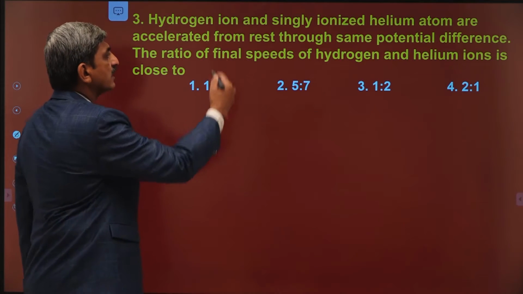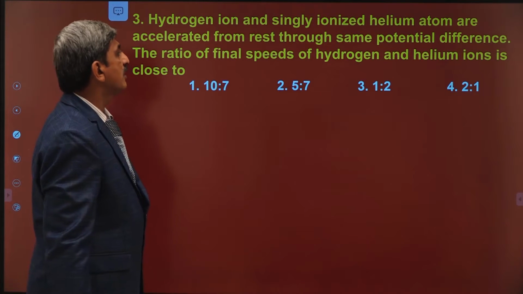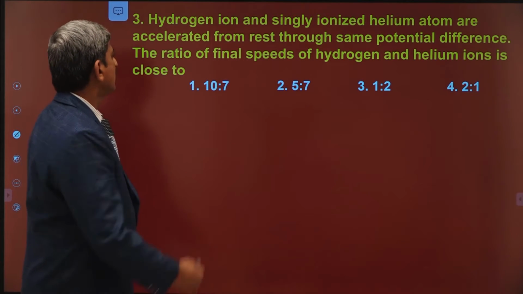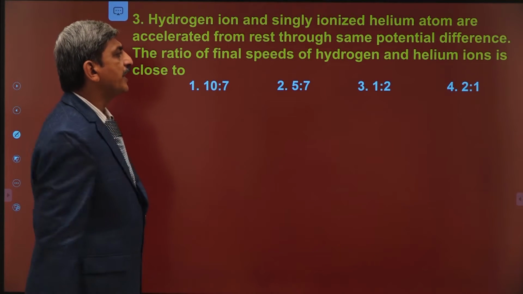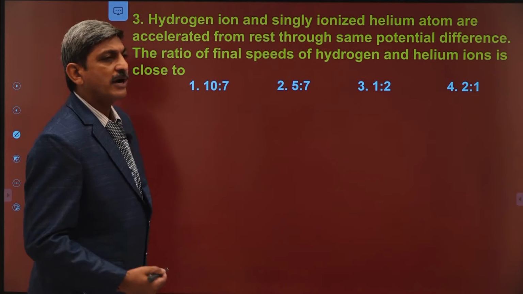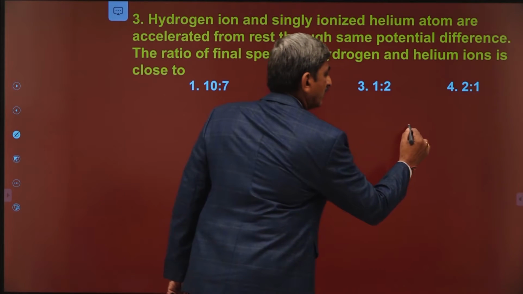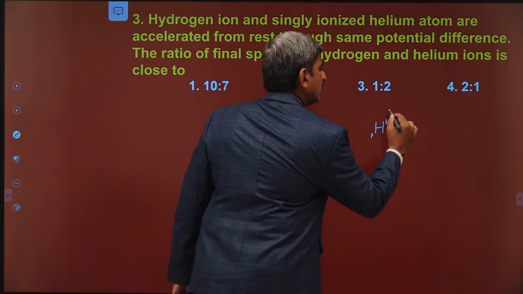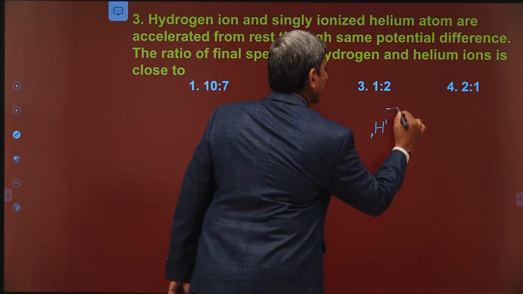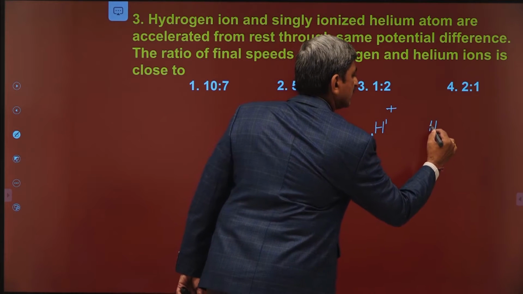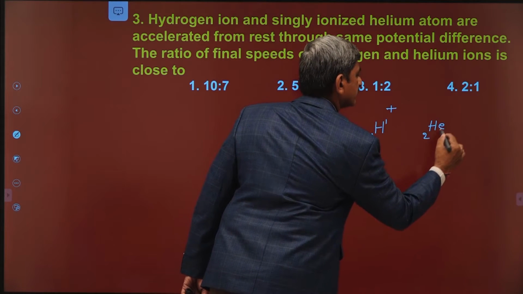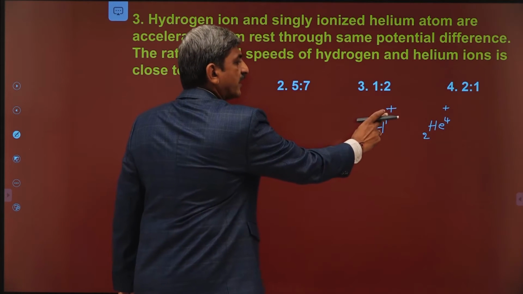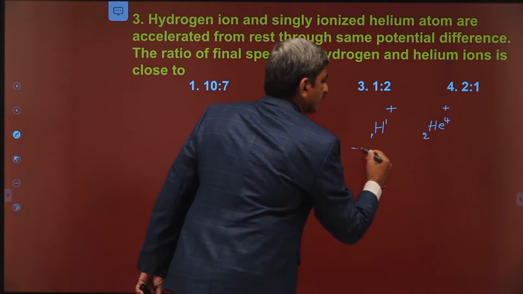Hydrogen ion and singly ionized helium atom are accelerated from rest through the same potential difference. The ratio of final speeds of hydrogen and helium ions is dash. Here we have the H11 hydrogen ion, and the second one is the singly ionized helium. What does it mean? It is ionized.